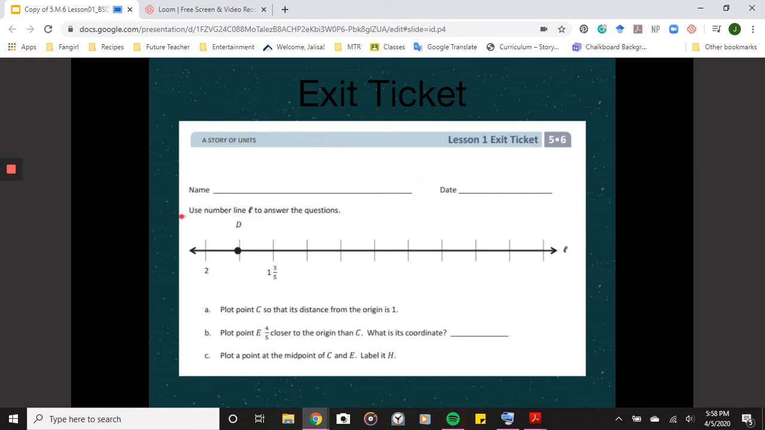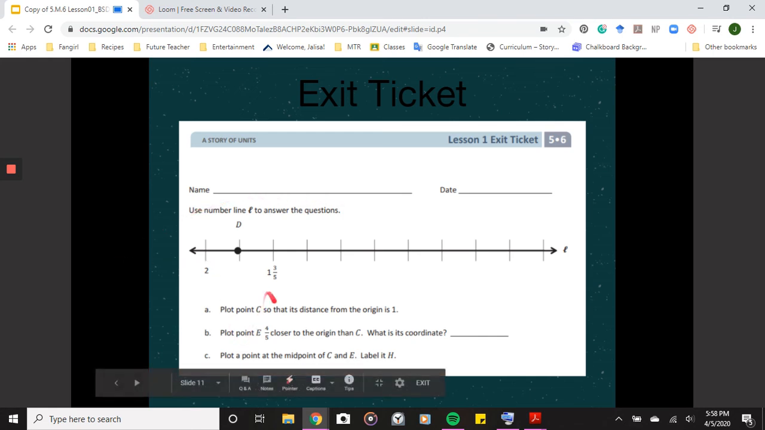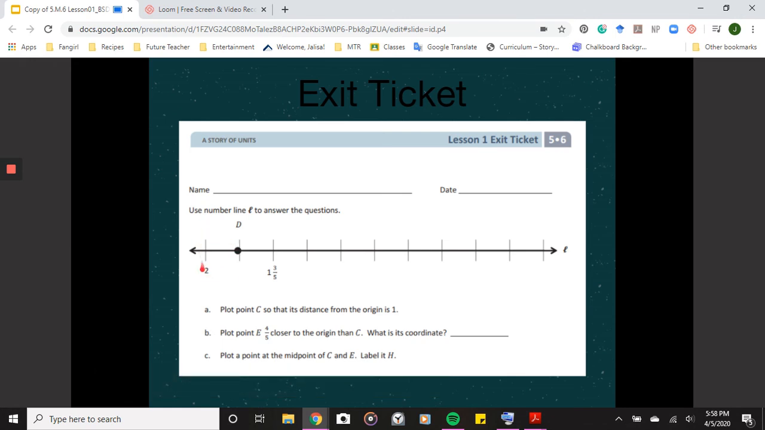let's look at this. It says use number line L. Number line is named L to answer the questions. Before I even go to the questions down here, I'm going to look at my number line. I see that 2 is over here, and this other number that we have is less than 2, right? So 2 is not our origin because there's a number less than 2. That means our origin is going to be 0. So I'm going to put our 0 right here.